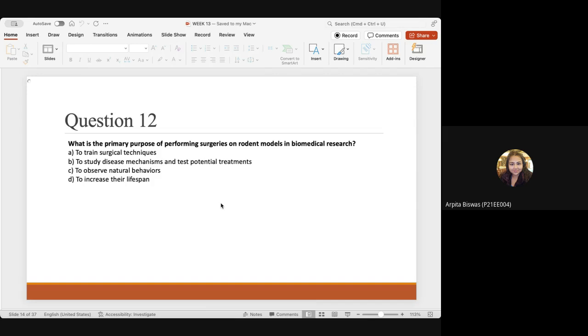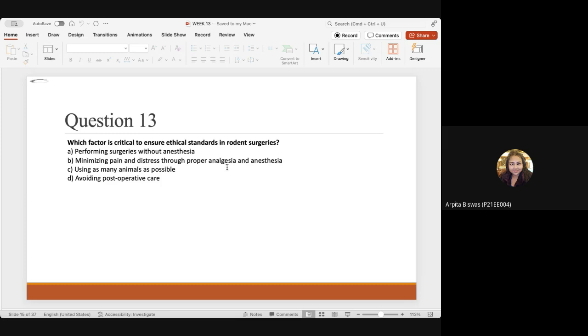First option, to train surgical techniques. Option B is to study the disease mechanism and test potential treatment. Option C, to observe the neural behaviors, and option D, to increase their lifespan. Option B, ma'am. Yes, option B is the right option, to study the disease mechanism and test potential treatment. Okay, so next, question number 13.